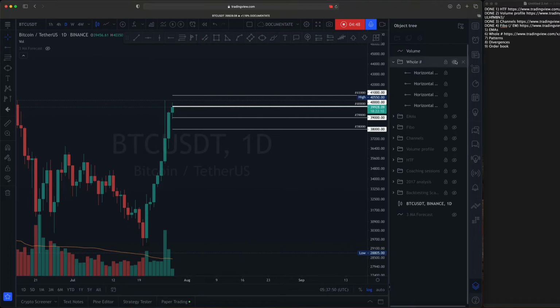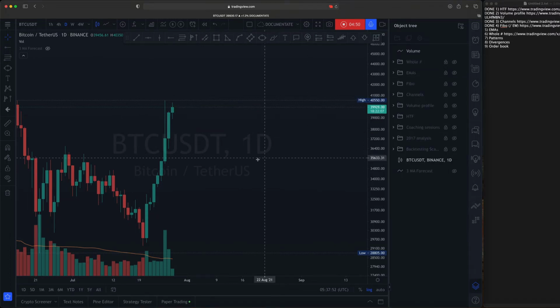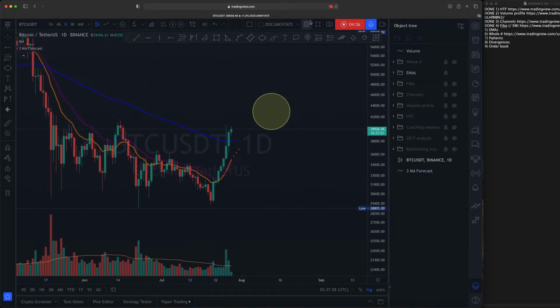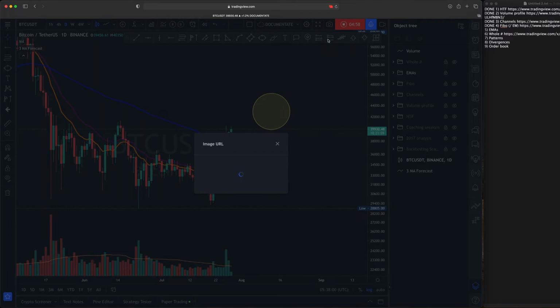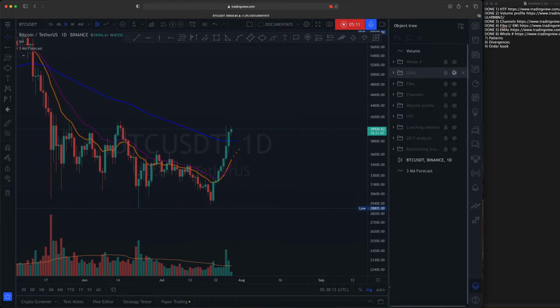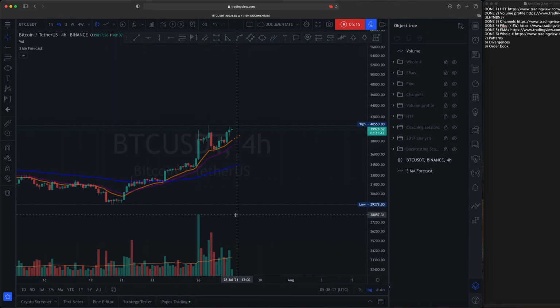And I'm also going to show the EMA and the point forecasted for another screenshot. Now I'm going to look for patterns. Let's see if we can find some patterns. I'm going to switch to 4 hours for this.